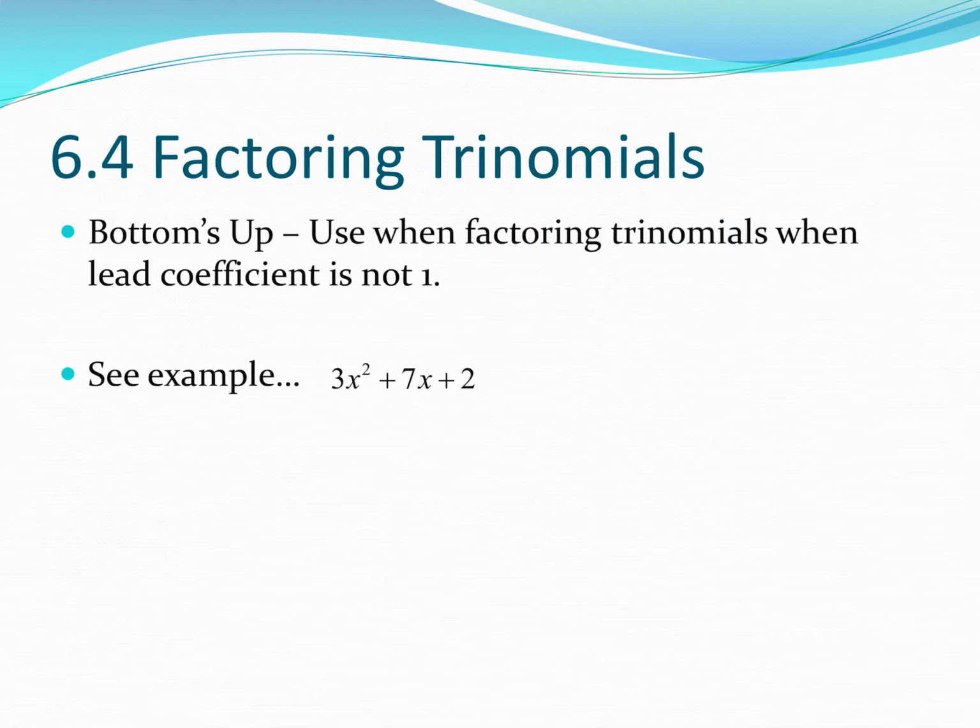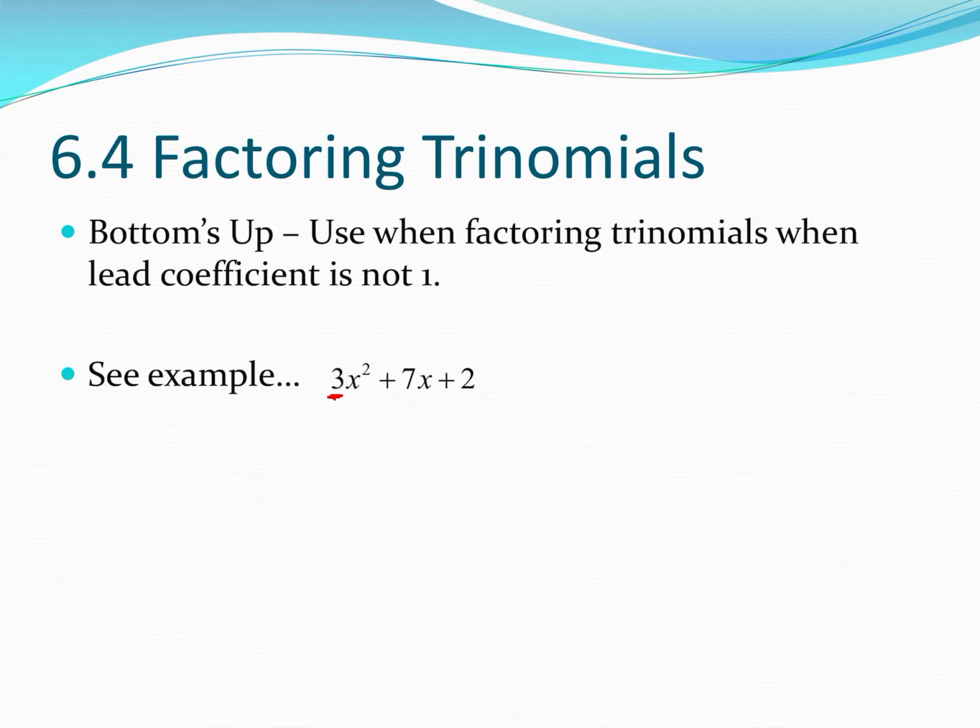When it's not 1, like it is in this case, and there's not a common factor to take out, or even if there is a common factor to take out, but you still have a leading coefficient of some number other than 1, then we're going to use a method that we're going to call bottoms up. Now, the really key thing to using bottoms up is to know when to use it. So you're going to use bottoms up when your leading coefficient is not 1.